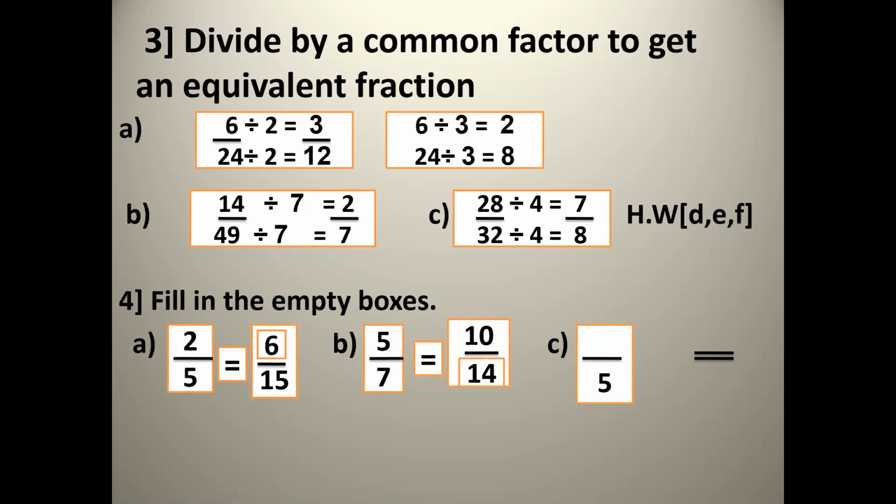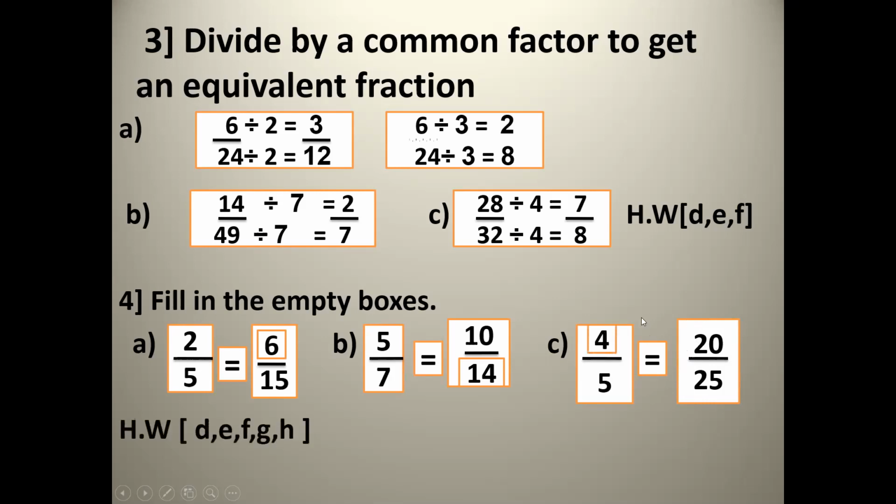Here, 5 and this is 25, means we multiply. So I multiply 5 by what to become 25? Yes, correct. I multiply 5 by 5. So here, to find the number I should divide, okay? Because I want the smaller number. So I will divide by 5. If you divide 20 by 5, it will be 4, okay? And this is your homework.